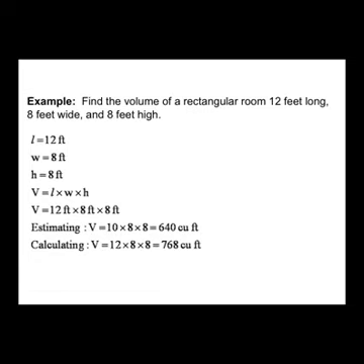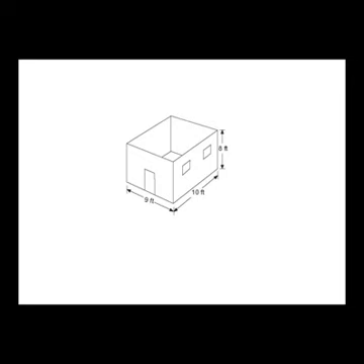So if we want to find the volume of a rectangular room 12 feet long, 8 feet wide, and 8 feet high, we take length times width times height, so 12 times 8 times 8, and we calculate it out to 768 cubic feet. This example, 9 times 10 times 8. We take our length times width, which is 9 times 10, so that's 90. And then we have to add our 8-foot height. So we take that 90 times 8 is 720 cubic feet.